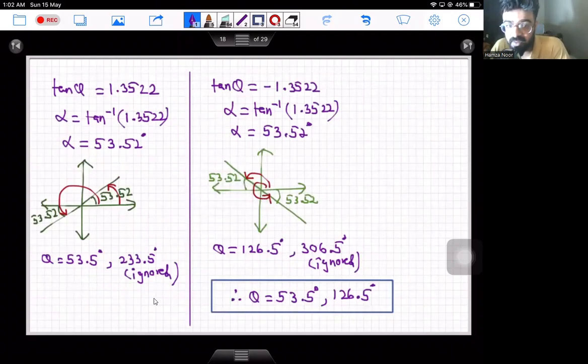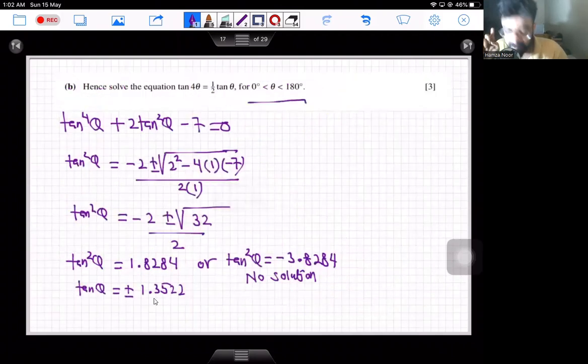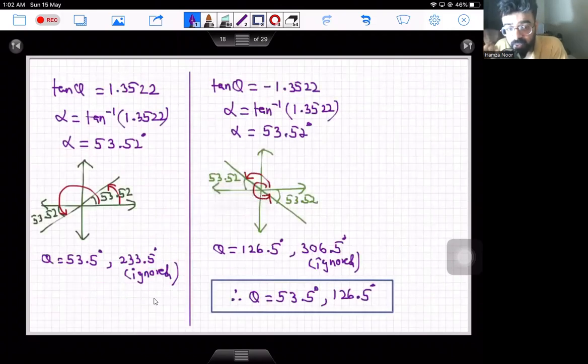First one is tan theta equals 1.3522, and the interval is 0 till 180. 0 and 180 both are excluded. So alpha equals tan inverse 1.3522. So alpha equals 53.52 degrees. And since we are dealing with a positive value of tan theta, and tan theta is positive in the first quadrant and the third quadrant, in the first quadrant and the third quadrant we have made the slant lines respectively. And the basic angle alpha always lies between the slant line and the horizontal axis. So 53.52 over here and 53.52 over here.